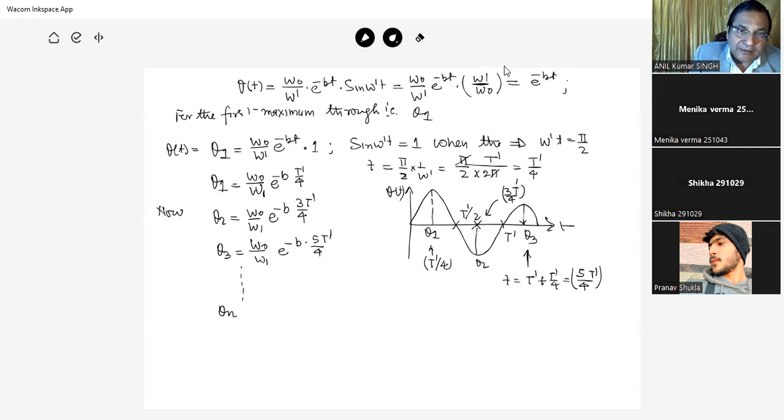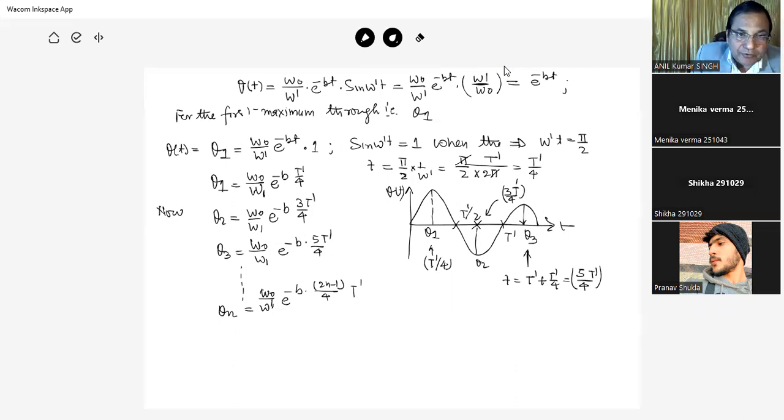So whatever theta n, this theta n is omega 0 by omega dash e raised to the power minus b, and this 5 can be written as 2n minus 1 upon 4 into t dash. So if n is 3, 3 into 2 is 6, minus 1 is 5. N is 2, so 2 into 2 is 4, minus 1 is 3. And here n is 1, 2 into 1 is 2, minus 1 is 1. So this is the value of various amplitudes in the oscillation of this case.